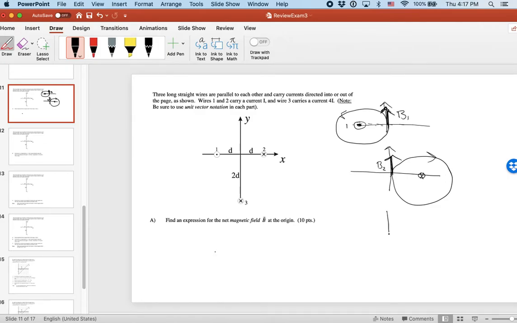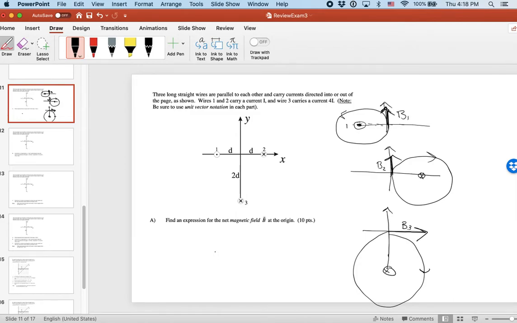And then B of 3 is further down, like here. It's an X. And again, I have a B field that circles it, so I'm going to have a circle that looks like this. And because it's into the page, my current's going to go clockwise. So I put my thumb in the direction of the current, my fingers circle. And over here, I'm going to have a B field that points like that. So that's going to be B3.